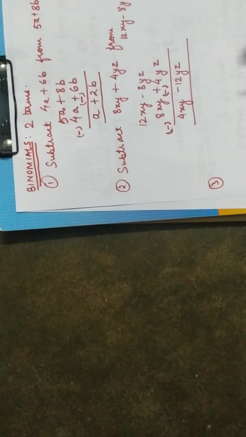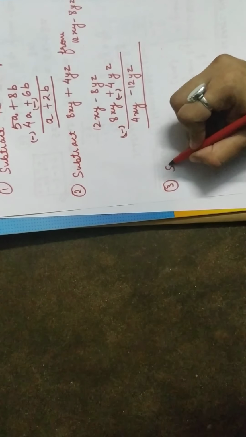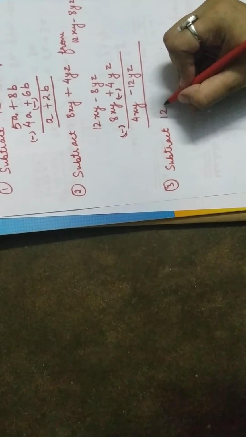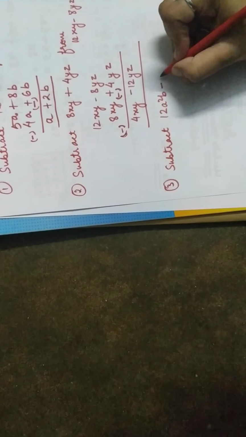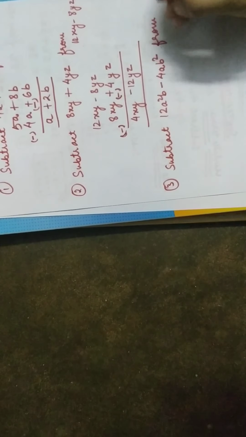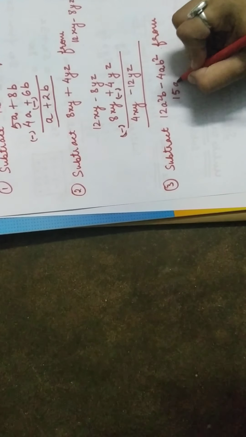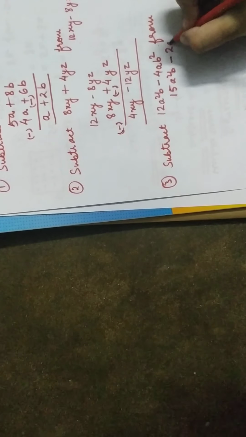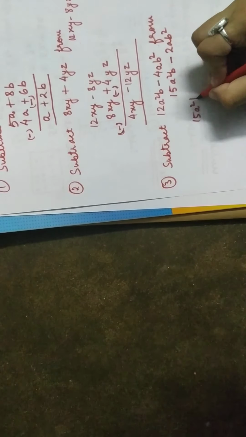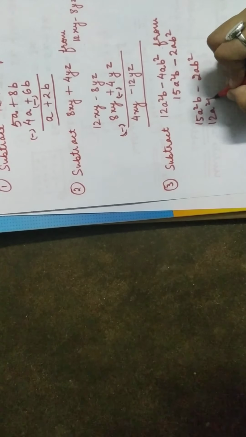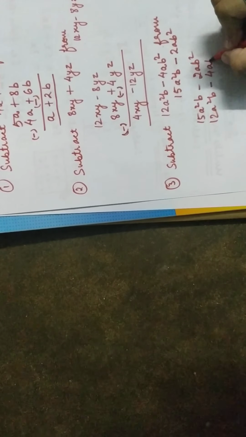Now let us solve the third. Subtract 12a square b minus 4ab square from 15a square b minus 2ab square. Alright, again whatever is written after from we write first. 15a square b minus 2ab square, then 12a square b minus 4ab square.